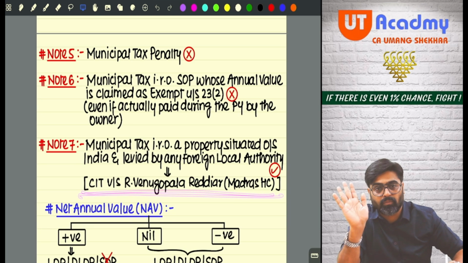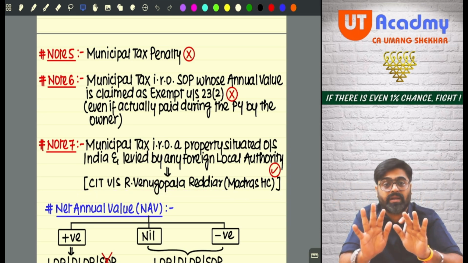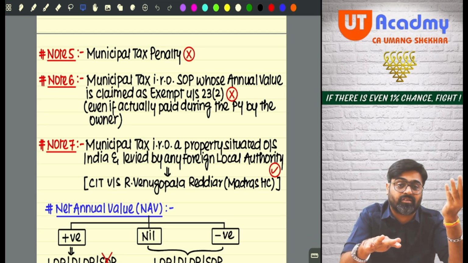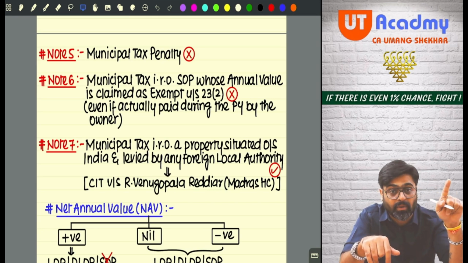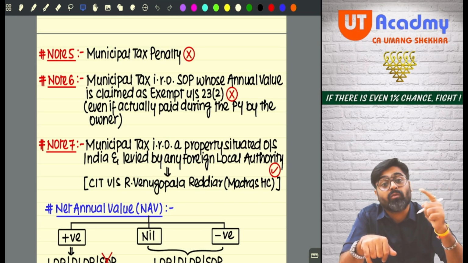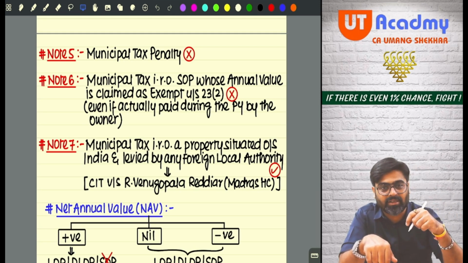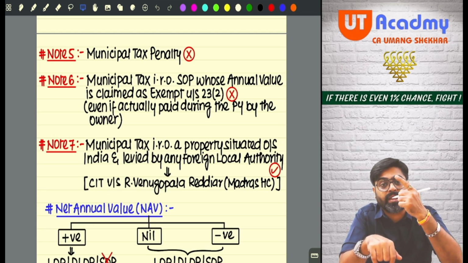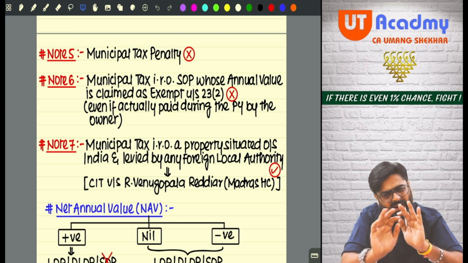Because this point number 7 is a High Court judgment which we are going to discuss. As per the Madras High Court, what is happening? Madras High Court judgment is that even the municipal taxes relating to a property which is situated outside India is eligible for a deduction. If the income of that property is getting charged in India, then why not the municipal taxes of those properties be claimed as a deduction? That is the judgment of the High Court that we are going to discuss.